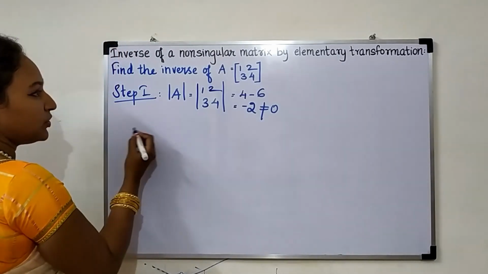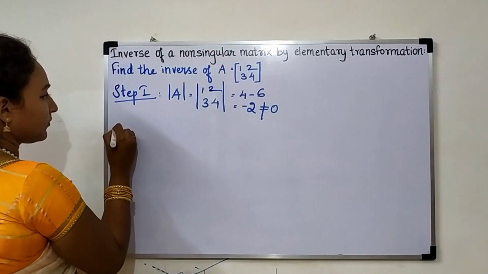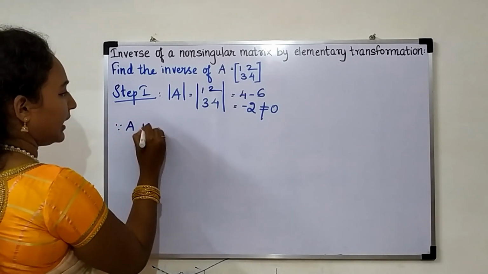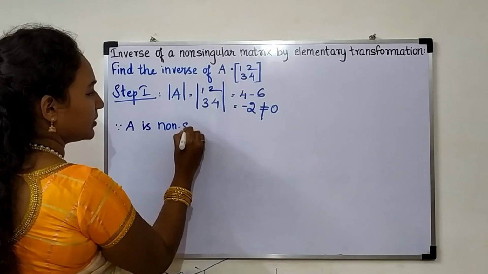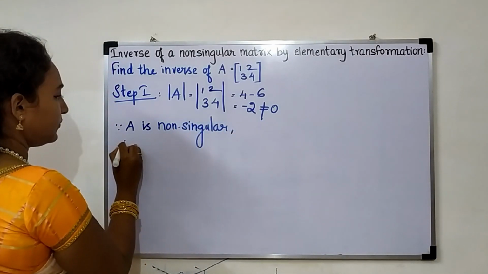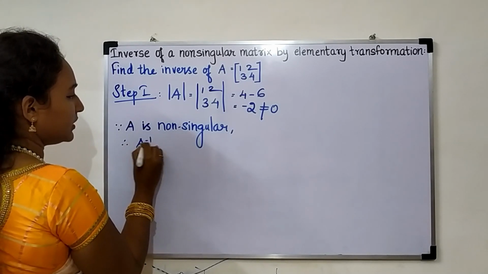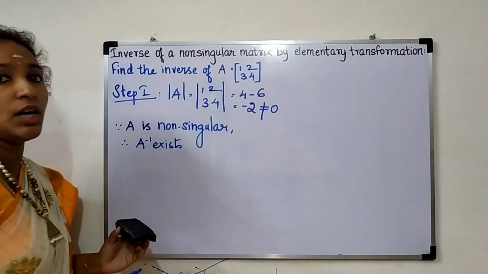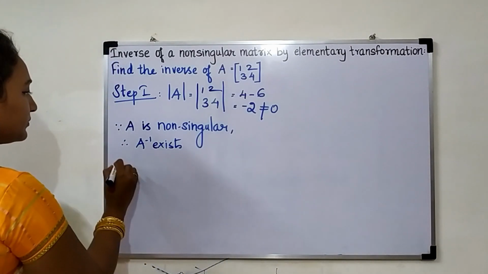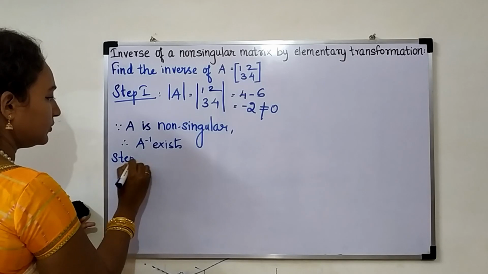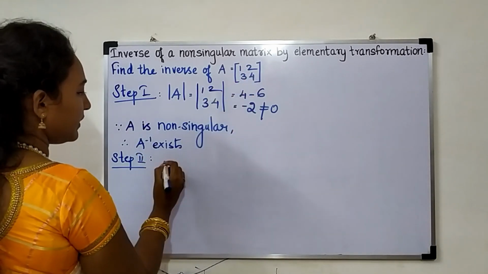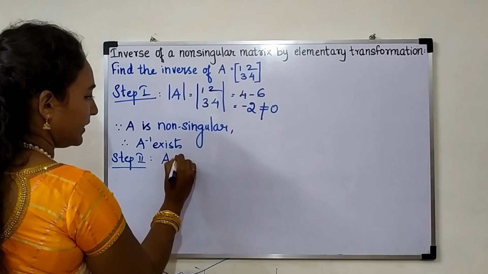Let us give a statement over here. Since A is non-singular, therefore A inverse exists. So now we move on to step number 2, that is finding A inverse. Step number 2. Okay, this is your given matrix. Let us find.